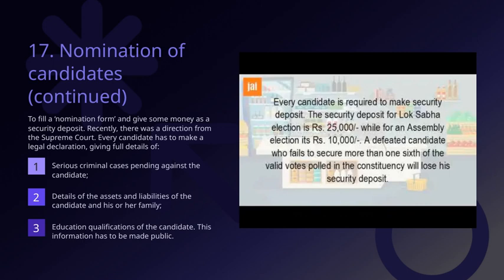Third, candidates are also required to share their educational qualifications. Importantly, all this information must be made public. This transparency is essential because it helps voters make informed decisions about who they want to elect, promoting honesty and accountability in our democratic process.